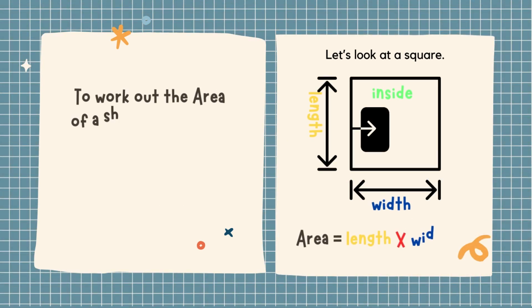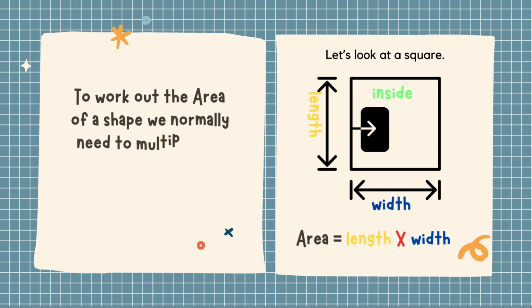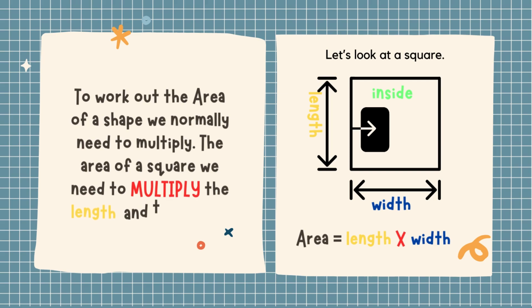To work out the area of a shape, we normally need to multiply, but be careful, different shapes require different mathematical equations. Sometimes we need to multiply, sometimes we need to divide, sometimes we need to do both. The area of a square, we need to multiply the length and the width. Picture yourself going inside the shape or inside the area to work it out.